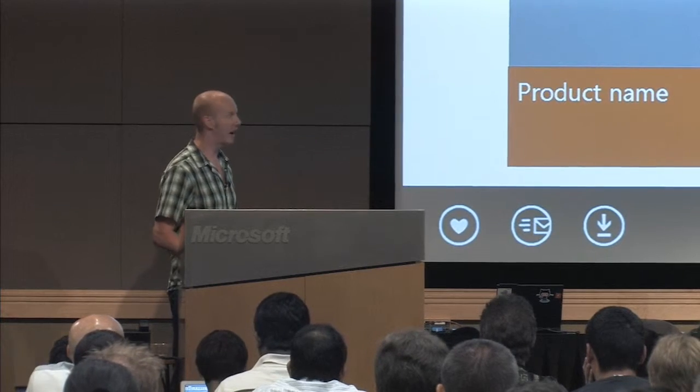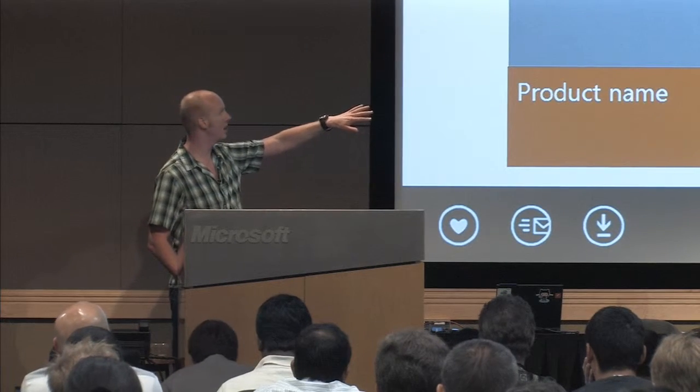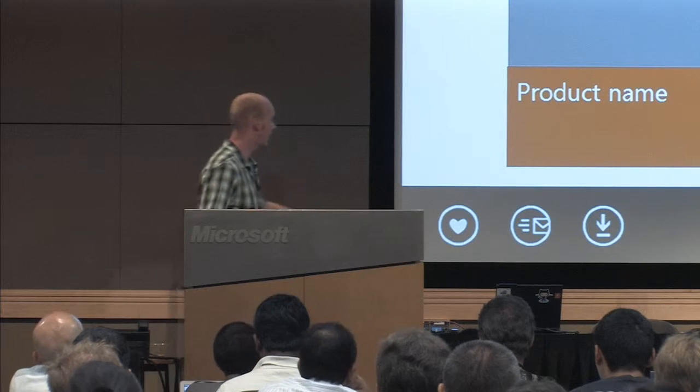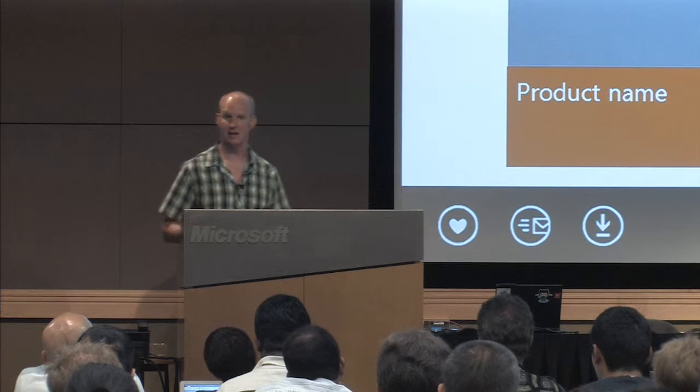It's cool in the fact that it works for multiple selections as well. So if I select multiple items, I can not only make this app bar contextual, but I can apply it to all of the items together.